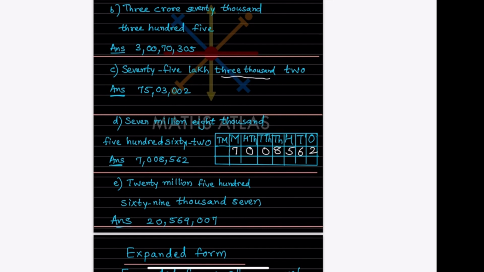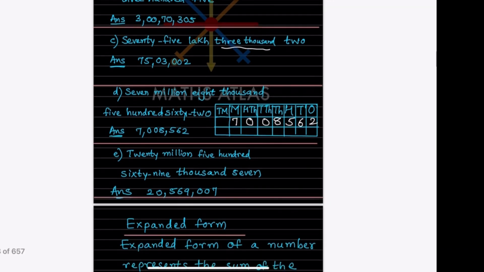So now let us go for the next one. That is 20,569,007. So 20 million. So 20 million means you are going to put here 2 and here 0.